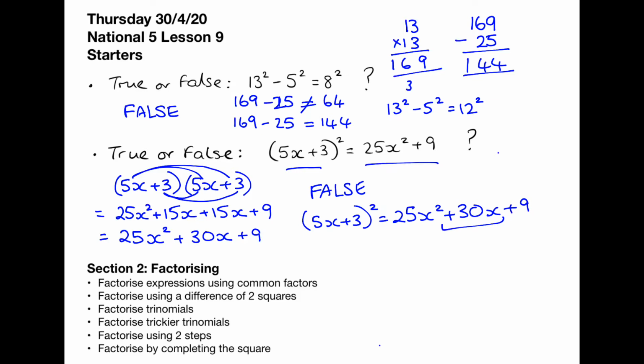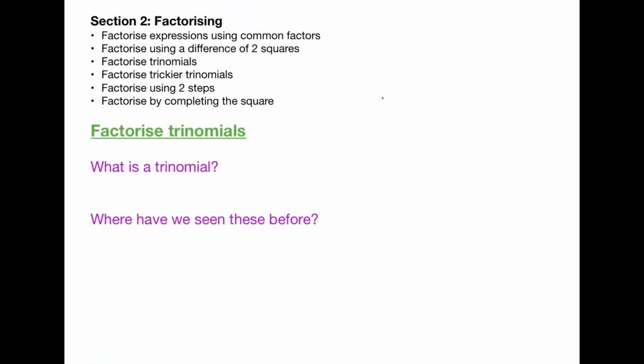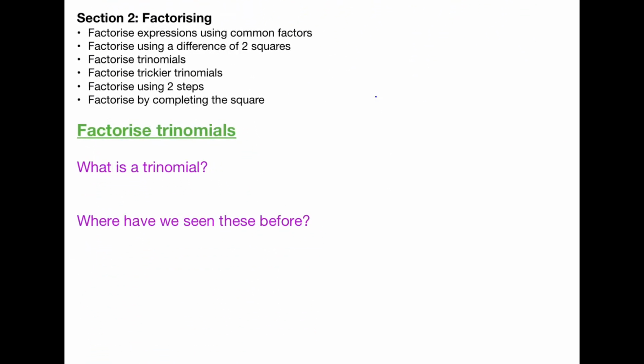Okay, so let's see where we're up to. We've done factorising expressions using common factors. We've factorised using a difference of two squares, and we've looked at mixed examples of those. So now we're on to factorising trinomials today. So there's a word that we've not come across before, trinomials. So clearly, I think before we move on from here, we need to work out exactly what is a trinomial, don't we, before we go any further.